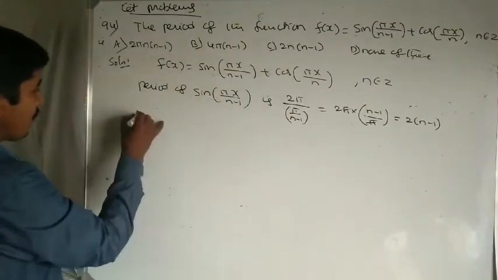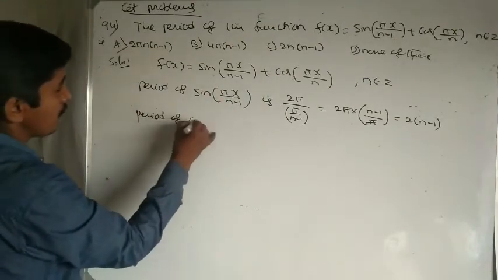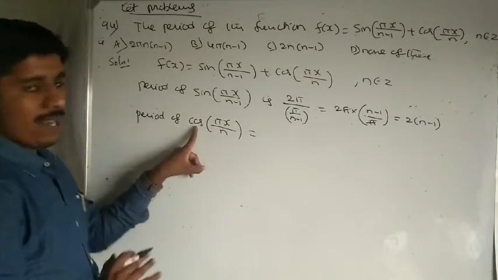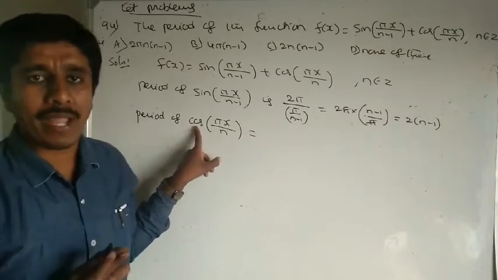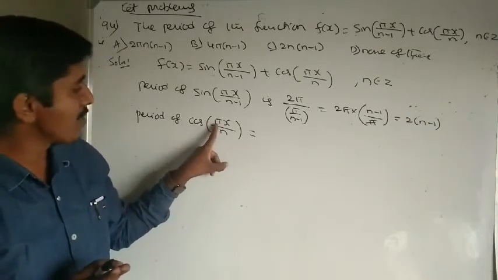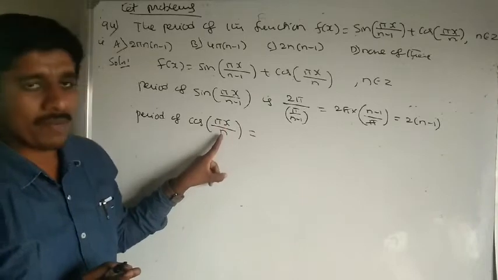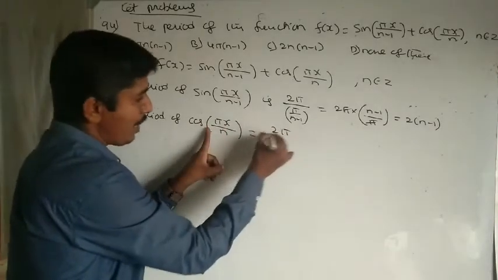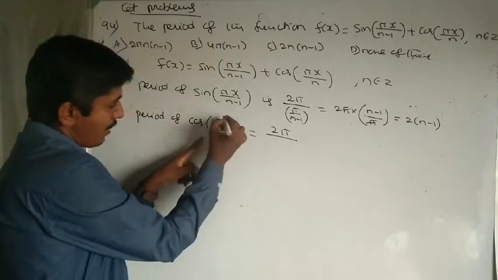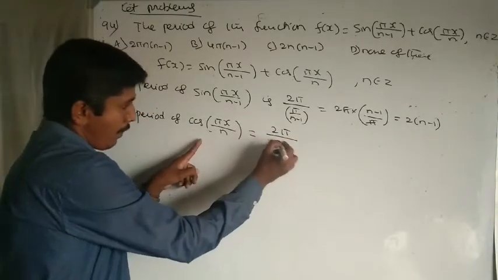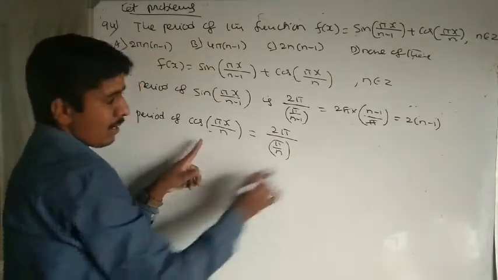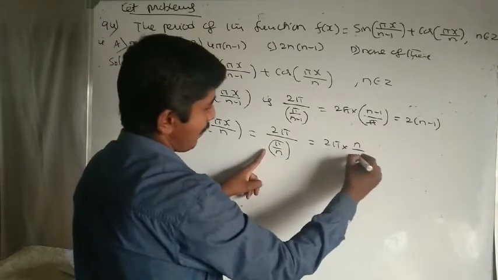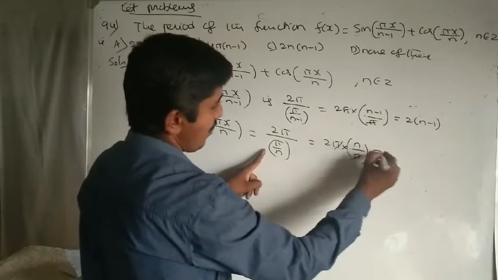Similarly, the period of cos. What is the period of cos? We know that 2 pi. Here we have pi x by n, so we take this shortcut method formula. Period of cos equals 2 pi divided by the coefficient of x, which is pi by n. 2 pi, taking it into the numerator, becomes n by pi. Pi gets cancelled, 2 into n, 2n.